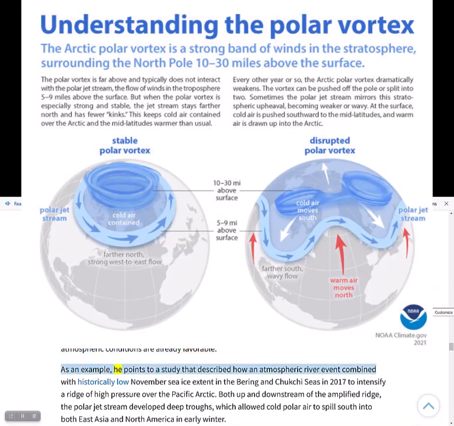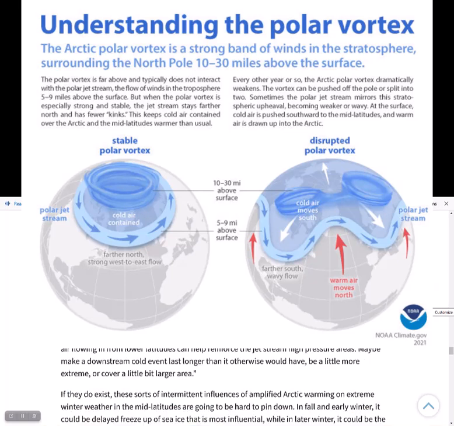As an example, he points to a study that described how an atmospheric river event, combined with historically low November sea ice extent in the Bering and Chukchi seas in 2017, intensified a ridge of high pressure over the Pacific Arctic. Both up and downstream of the amplified ridge, the polar jet stream developed deep troughs, which allowed cold polar air to spill south into both East Asia and North America in early winter.